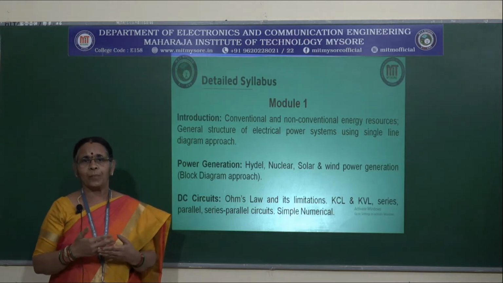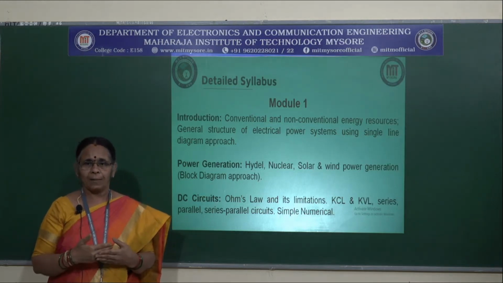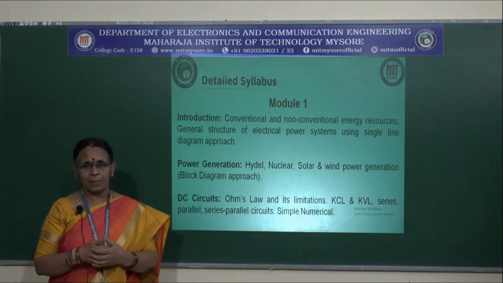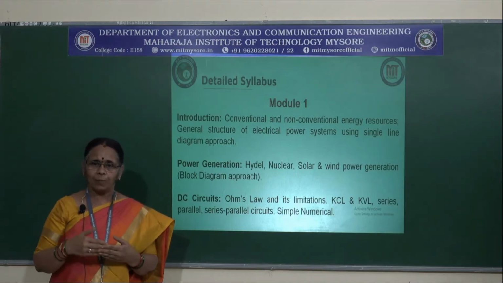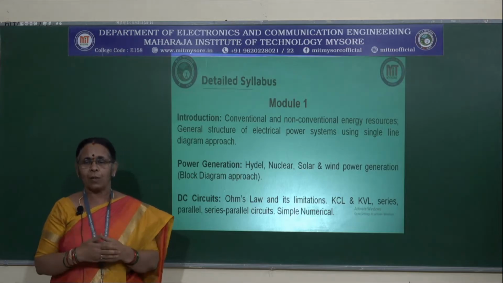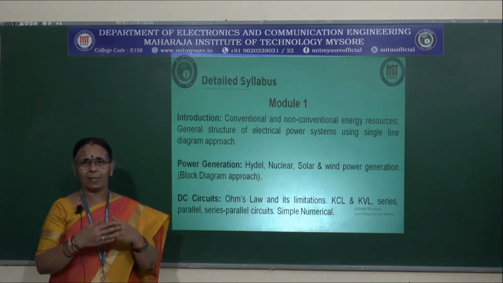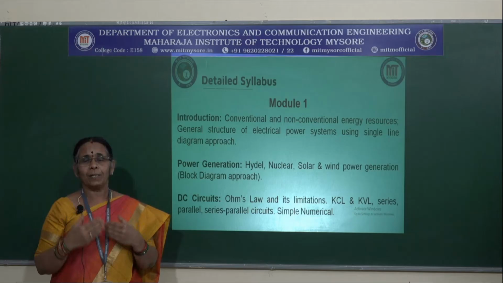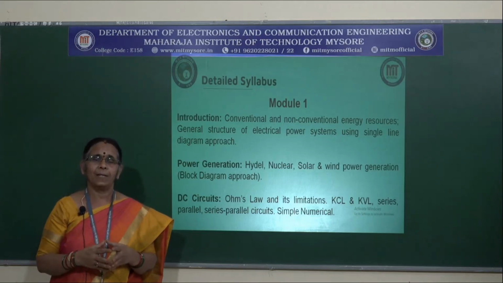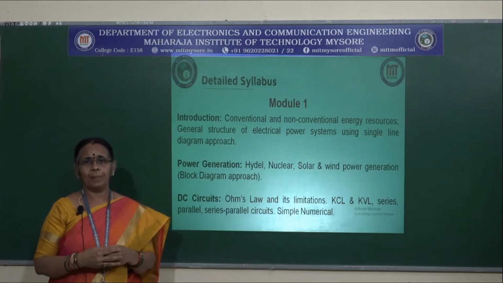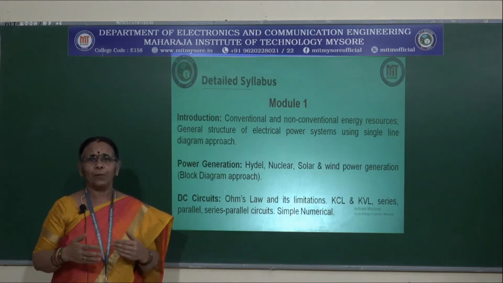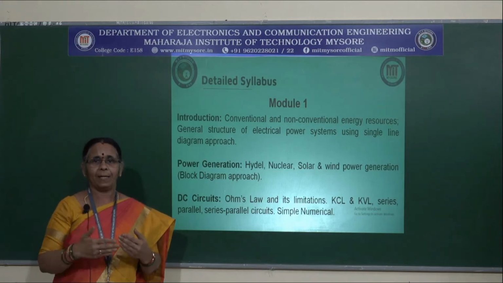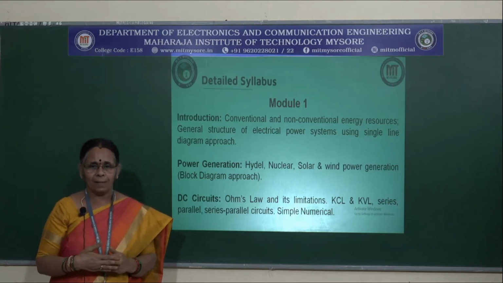Here, hydel is a conventional method, and nuclear is also a conventional method. When you come to non-conventional, it is solar and wind power generation, which is not conventional. And again, power generation is classified into 2 types, which we generally do, but we are not going to discuss that in detail for basic electrical engineering.